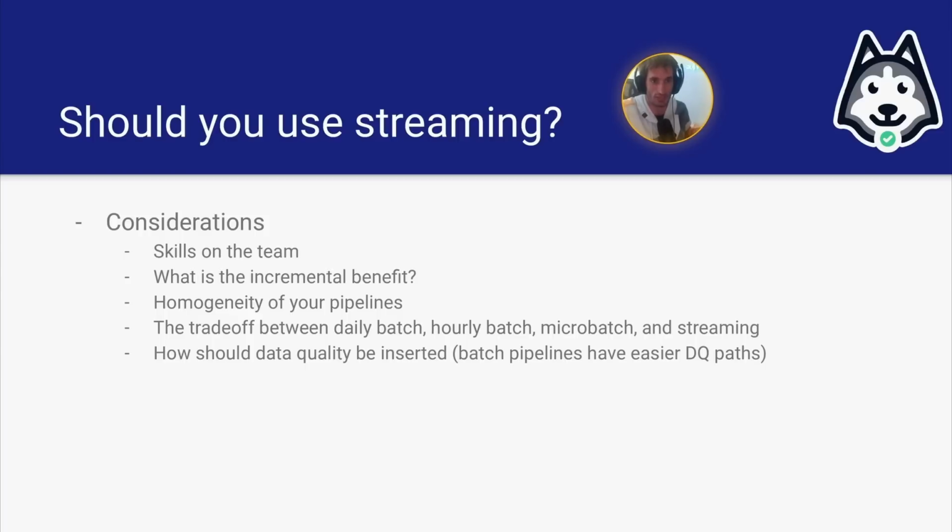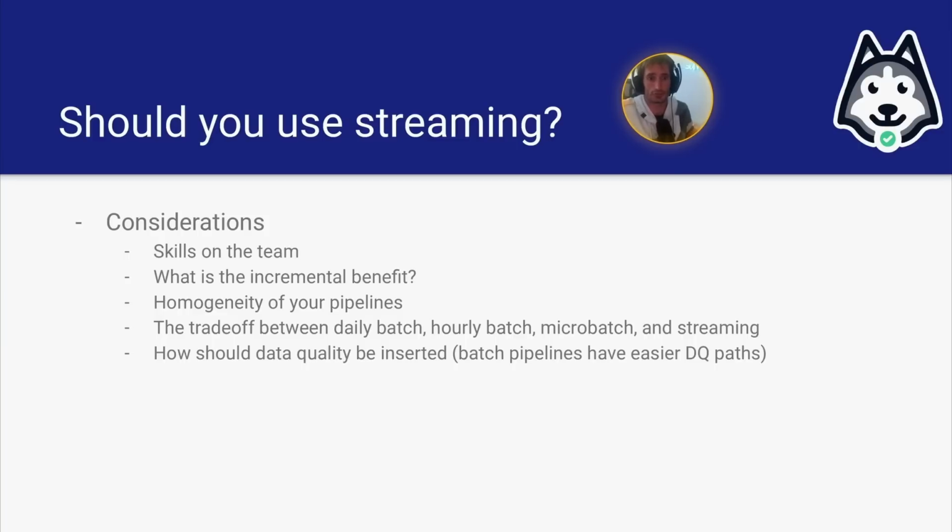Why would we add a batch pipeline that's just going to complicate things? We're going to have more of a heterogeneous mix of pipelines instead of a homogeneous mix of pipelines. And so that can just increase the maintenance burden and the on-call overhead when you are considering whether or not to use streaming.